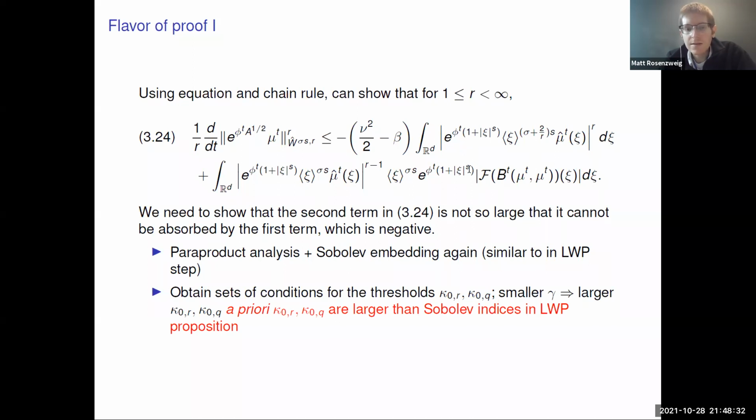And to show that, again, I use some paraproduct analysis and Sobolev embedding. This is analogous to the local well-posedness step. You obtain sets of conditions for these thresholds, kappa naught R and kappa naught Q. Smaller gamma implies that these need to be larger. And in particular, they're going to be a priori larger than the Sobolev indices in the local well-posedness proposition. So in other words, this monotonicity result is only for regularities which are above the regularity at which I'm constructing solutions to begin with. So somehow that's going to need to be dealt with.